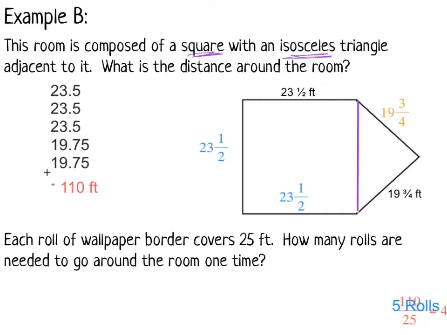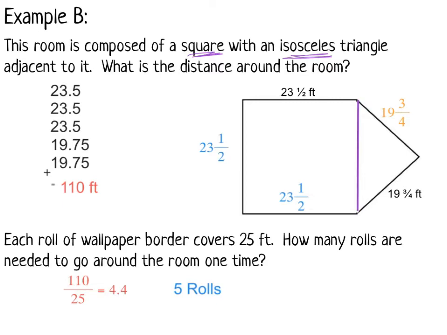But the other problem was, if I have wallpaper that covers 25 feet, how many rolls am I going to need? So I'm going to take the 110 feet that I have, and divide that by 25, because it covers 25 feet in each roll. When I do that, I end up with 4.4. But I can't buy 4.4 rolls of wallpaper. They don't sell them like that. You can only buy single rolls. If I buy 4 rolls, that won't be enough, because 0.4 will still not be covered. So I must purchase 5 rolls of wallpaper in order to cover the entire wall.